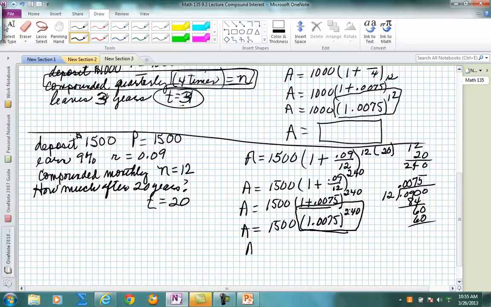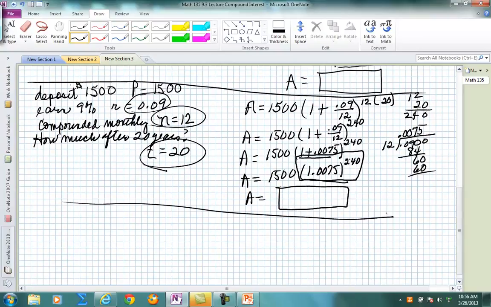Now, if we take the same problem and we change to compound daily, the N would be 365. There's 365 days in a year. So that's the only thing that's going to change in the setup. It's still depositing $1,500. But now you'll be dividing by 365 and raising it to the 365 times 20 power. So you will multiply this first. You'll divide this next, then add, then you raise it to the power times 1500.